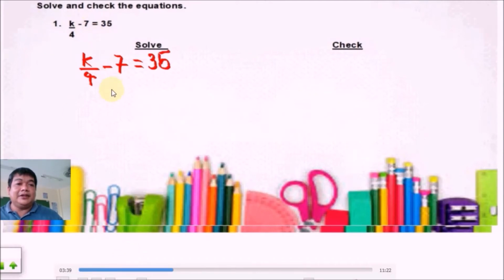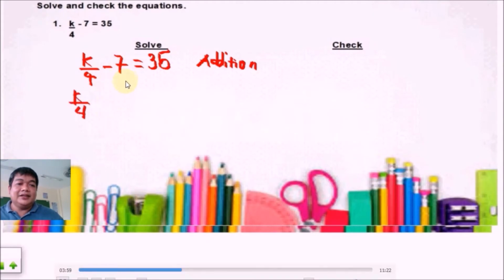So in this equation, the operation used is subtraction. So again, we are going to apply the inverse of subtraction, which is addition. So we're going to use the addition property of equality. So what does it say? We're going to add a number to both sides in order that one number can be eliminated.